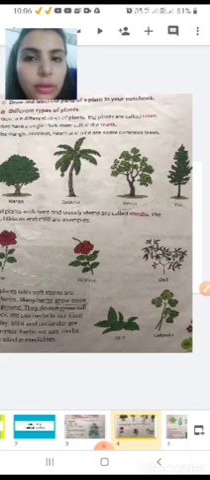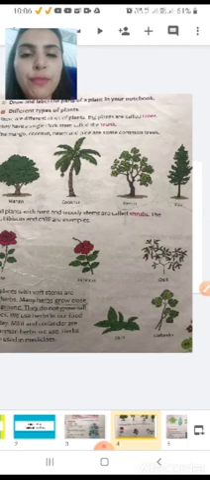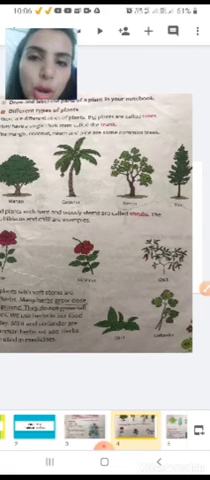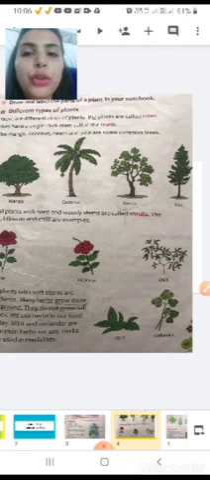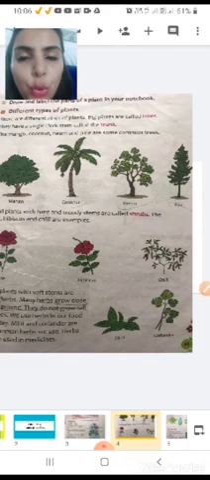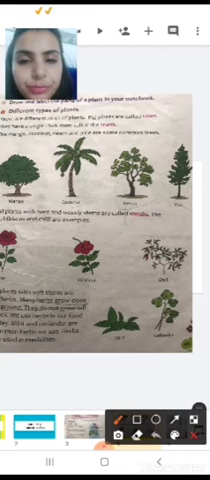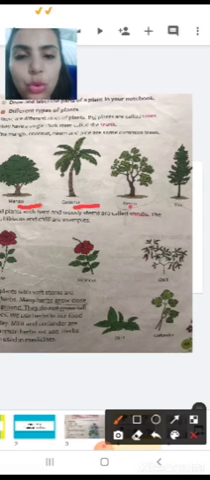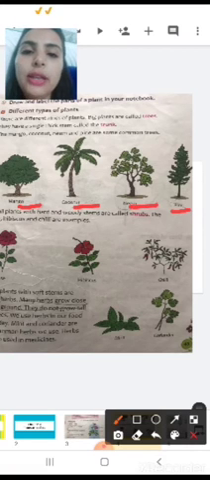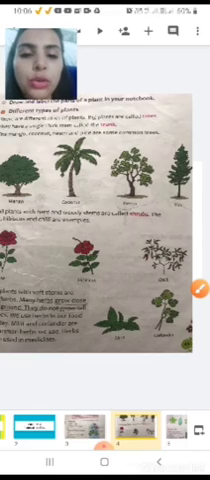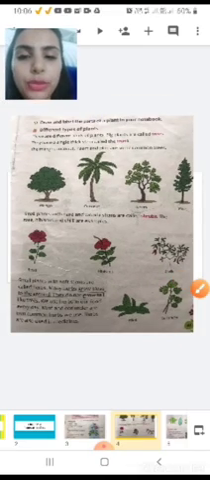These big plants are called trees, and they have thick stems. These thick stems are called the trunk. Examples of big trees are mango, coconut, neem and pine. See here, all the plants shown on your screen: mango, coconut, neem and pine. These are the common trees you have mostly seen.